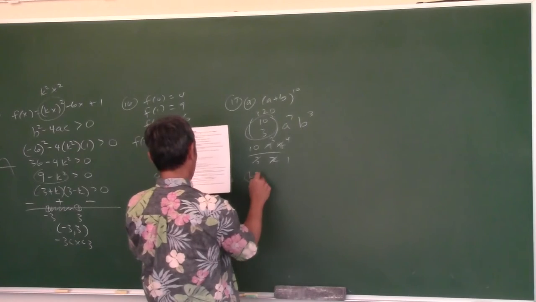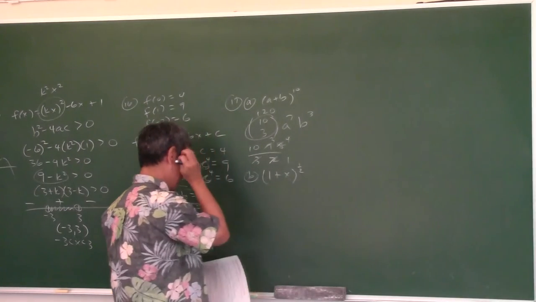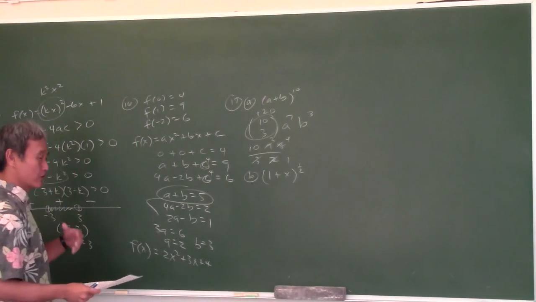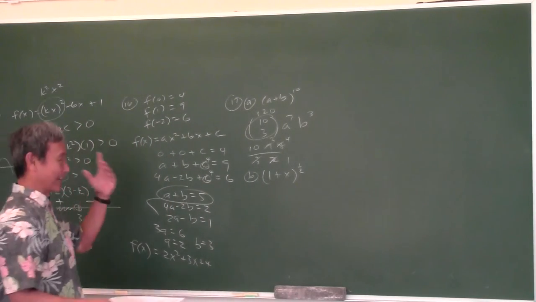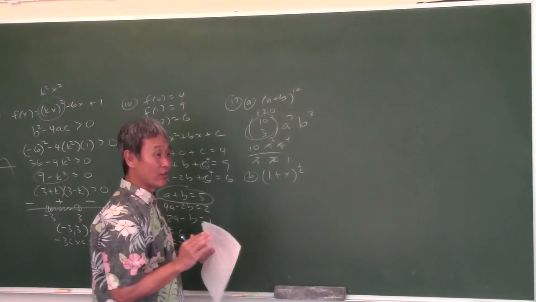Okay, and then b, we got a fraction, 1 plus x to the 1/2. Now the fourth term, you know what? I think we should go through the binomial theorem because some of you just forgot it, okay? So what happens when the power is not a whole number? Then you got to use the general binomial theorem.